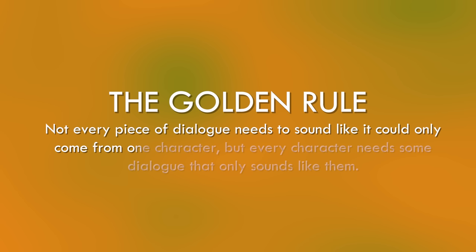The golden rule is really this. Not every piece of dialogue needs to sound like it could have only come from one character, but every character needs some dialogue that only sounds like them. Part 5. Realistic dialogue. This is a rabbit hole to go down, but here we go.